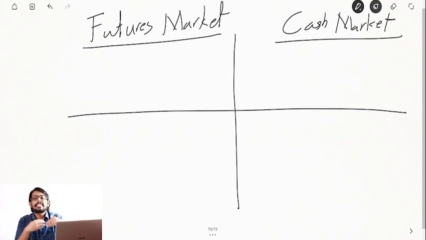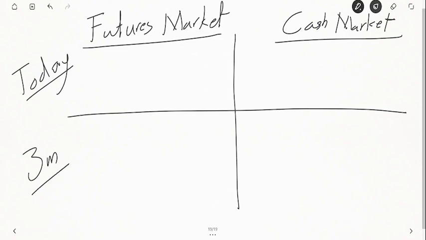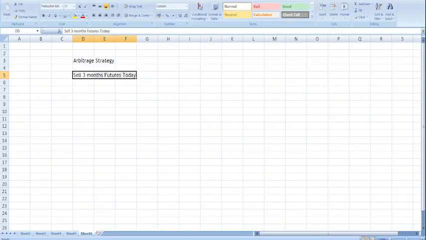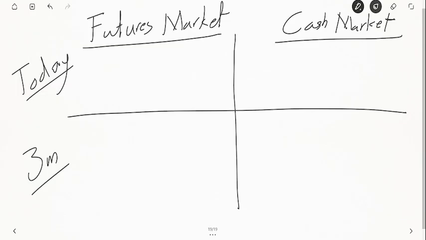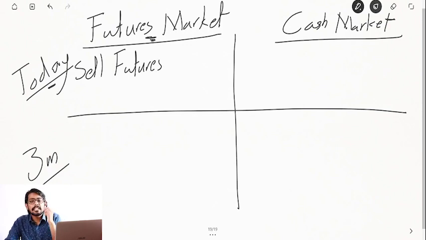In the right side cash market, you are buying and selling the shares. In the left side futures market, you are buying and selling futures. Okay, upper portion is called today and lower portion is called after 3 months. Okay, so we have decided what is our strategy. Our arbitrage strategy is sell 3 months future today. So here, today in the futures market, you are going to sell futures. Selling means you are creating a liability position, guys. Okay, buying means creating an asset, selling means creating a liability. Having a liability is called going short. We have discussed short sale before. Okay, to sell means to go short. I use the word short.